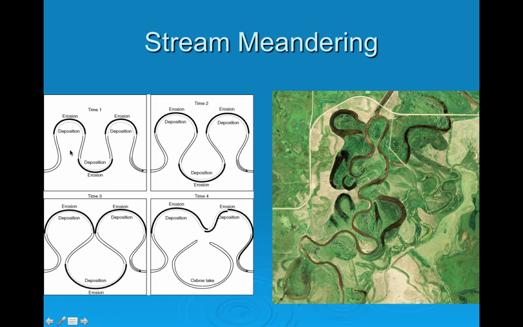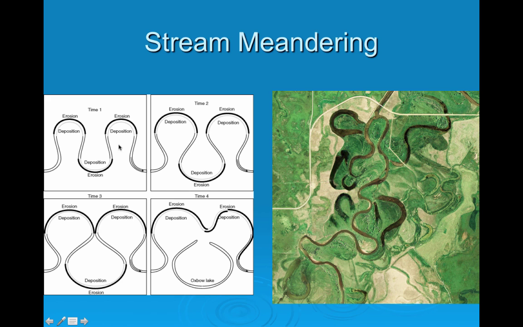Humans don't like this because we use streams for, among other things, transportation. And if the stream gets more and more bendy, that means that it takes longer and longer for you to get your goods anywhere. So oftentimes we will, as humans, stop this from happening. And why is this a problem? Because nature depends upon these deposits of soil on the inner loops of the stream, and so you're kind of messing with the natural order of things.